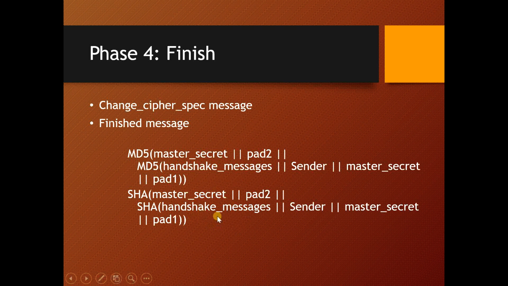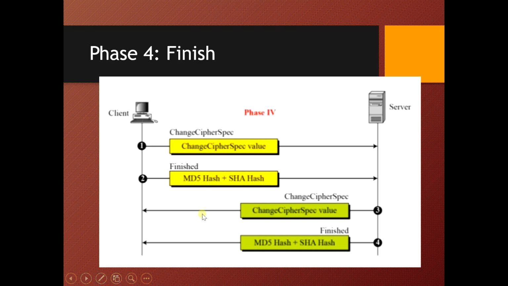In response to these messages, the server will send its own change cipher spec message. It will transfer the pending cipher spec to the current cipher spec and then send a finished message. At this particular point, the handshake is complete, and the client and the server can now begin to exchange application layer data.